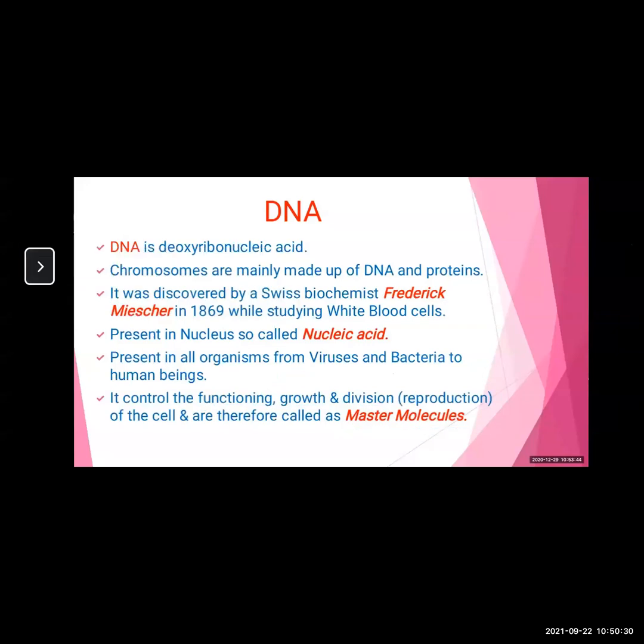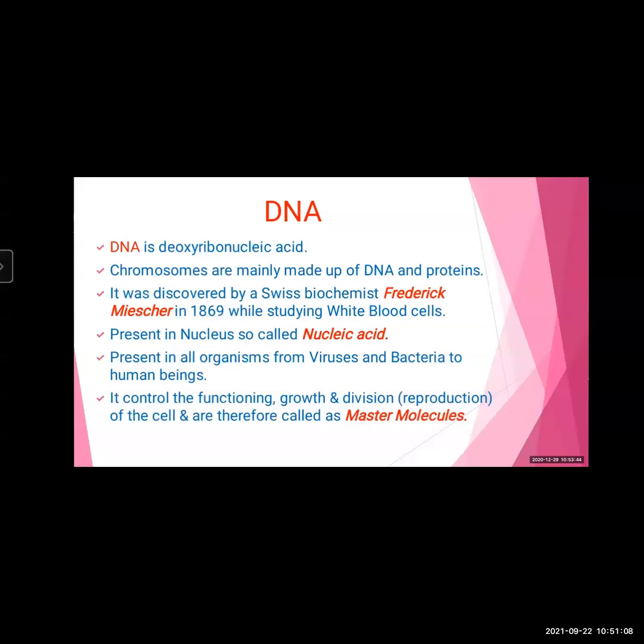Right? So you should be able to say about DNA. Now you know what is DNA, right? So even without this, it should be filled in your minds what is DNA. The full form of DNA is deoxyribonucleic acid. It is present inside the nucleus of the cell. It is present in all living organisms, and it was discovered by Friedrich Mescher. And it controls the functioning, growth, and division of the cell, and therefore it is called the master molecule. Right?